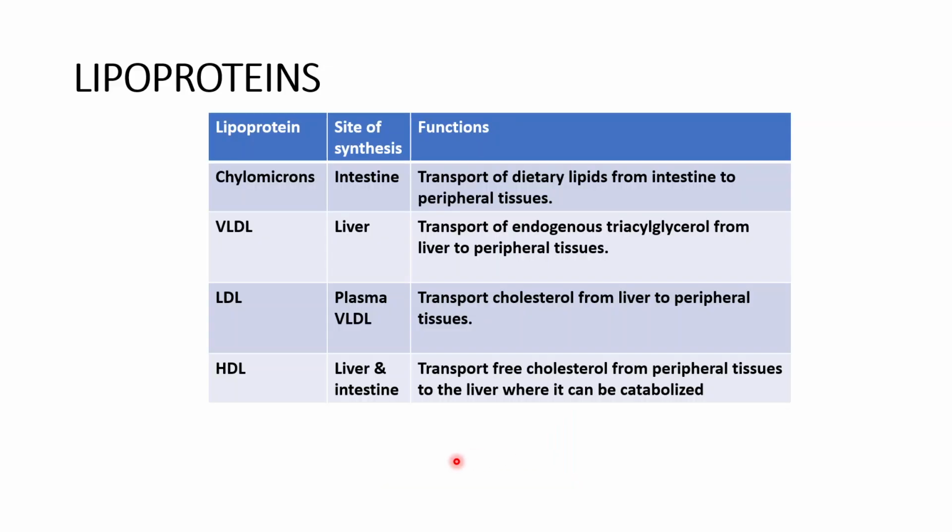Now these are the basic functions. Chylomicrons: site of synthesis is the intestine, function is transport of dietary lipids from the intestine to the peripheral tissues. Then VLDL: site of synthesis is the liver, because we will be discussing this in detail in metabolism.